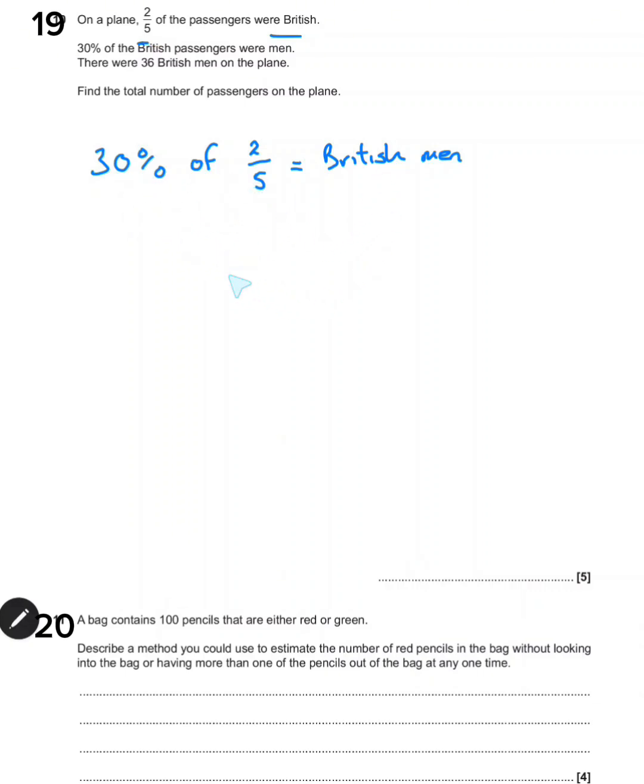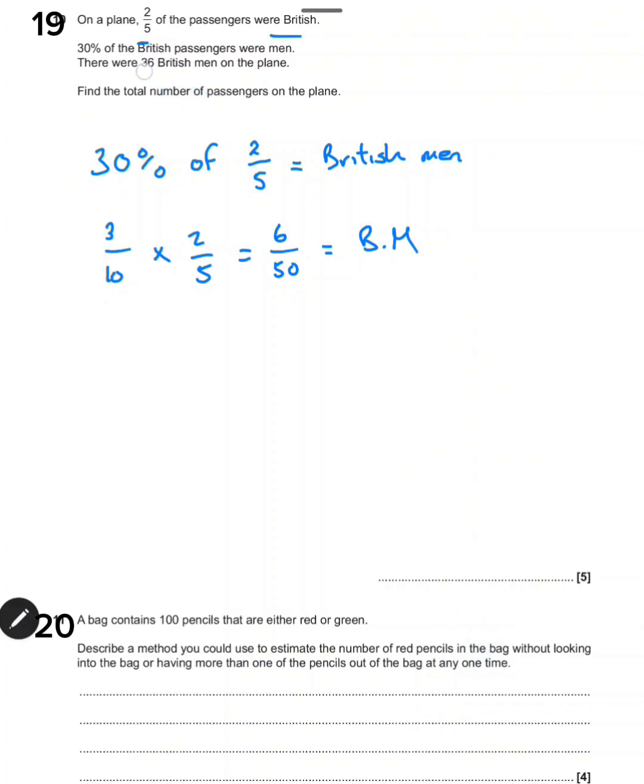What we've got here is a multiplying fractions question. 30% is 30 out of 100. Well, that's the same as 3 out of 10. Of can be seen as a multiply, and 2/5 is just 2/5. So I've got 3/10 of 2/5. 3 times 2 is 6, and 10 times 5 is 50. So 6/50ths are the British men.